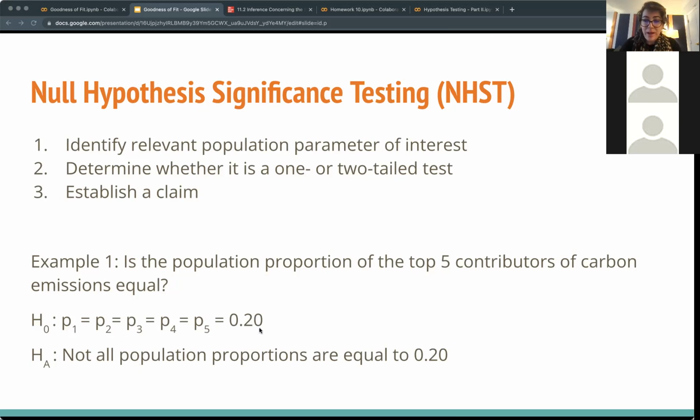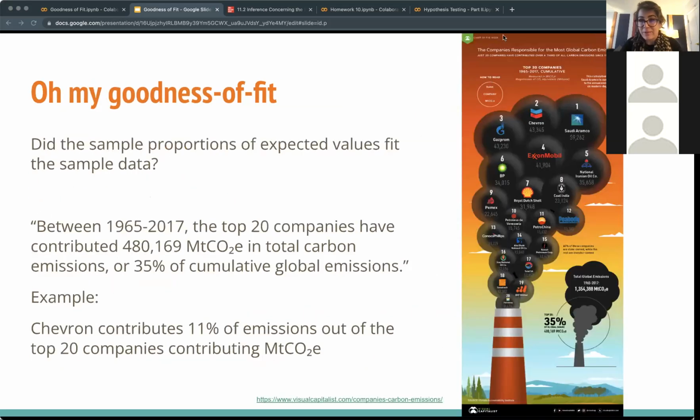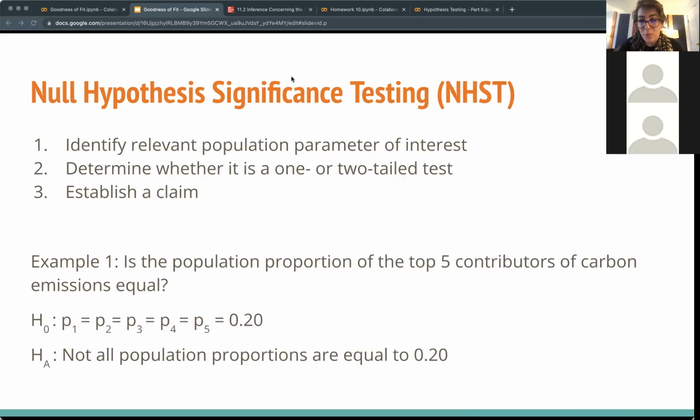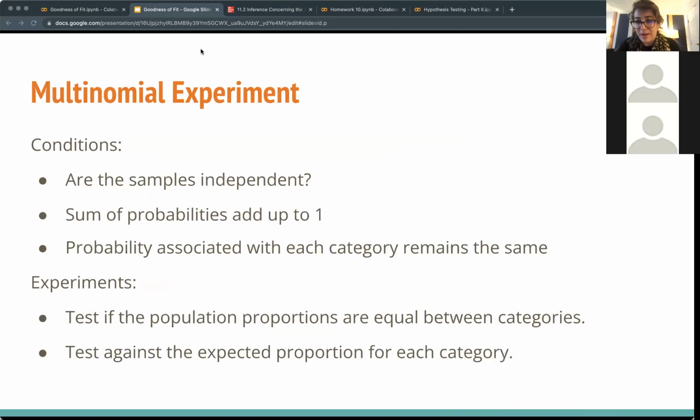is equal to 0.20. So, back to this graphic, if for some reason we wanted to test that the top 5 contribute equally, this would be a way we would test that, where we're seeing, is the proportion of each equal to 0.20, because that would indicate that all 5 of these proportions are equal. And that is the null. And now we have this alternative of saying not all population proportions are equal. So we're trying to say, hey, Chevron has something that's different than what ExxonMobil has.